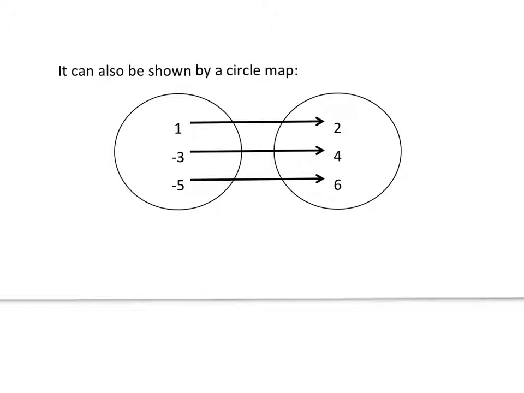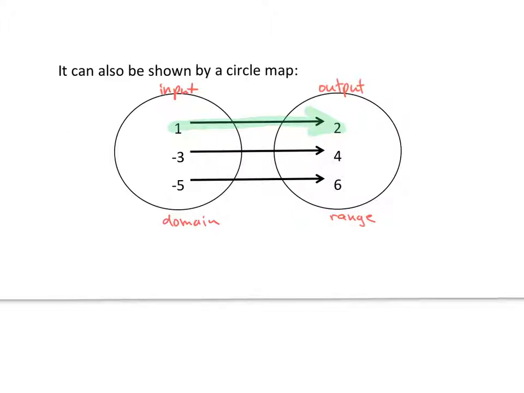Another way to show a relation is to show it with a circle map. In this case, we need to remember that this is the circle of input numbers. That would be our x values. We also call that the domain. And this is the circle of the output values, which we also call the range. So what's important to remember here is that this is a mapping from the input values to the output value.